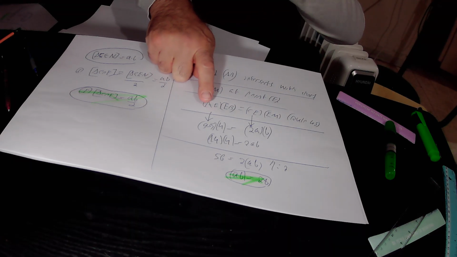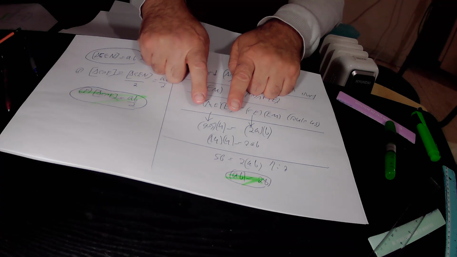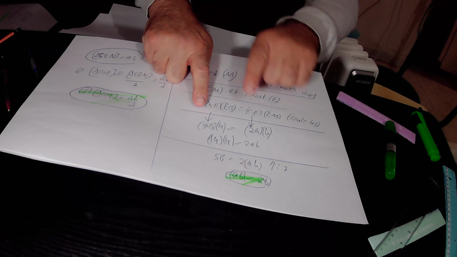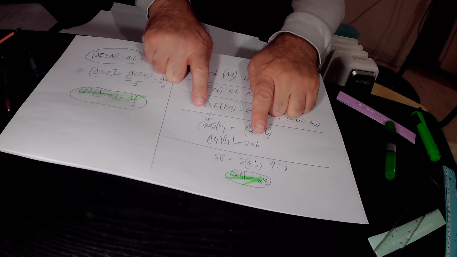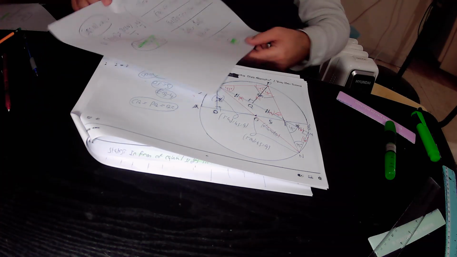9 plus 5 is 14, and 14 times 4 equals 2AB. 14 times 4 is 56, so 56 equals 2AB. Here we divided the equation by 2 and finally found out that AB equals 56 over 2, that is 28. So AB equals 28 units in its length.